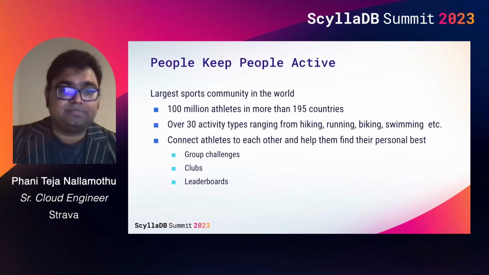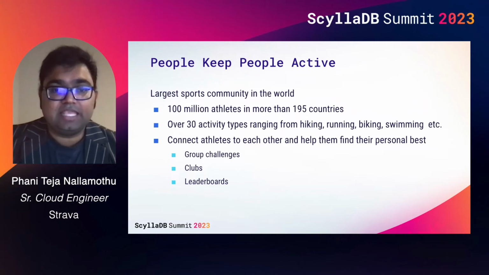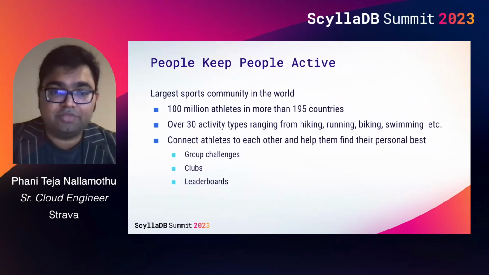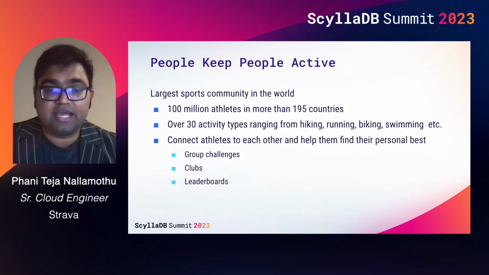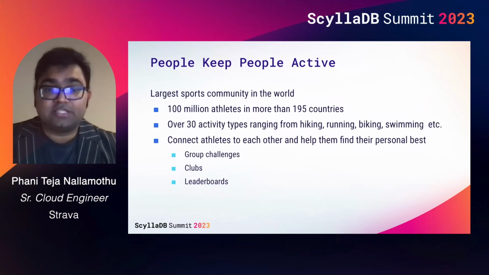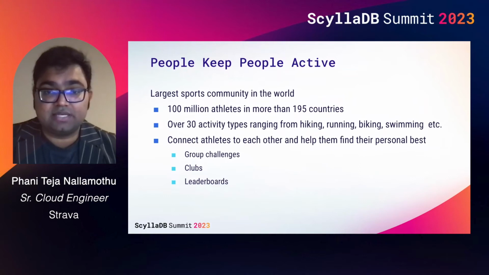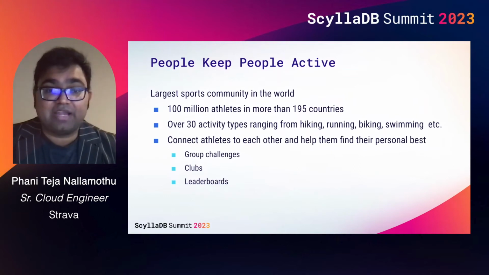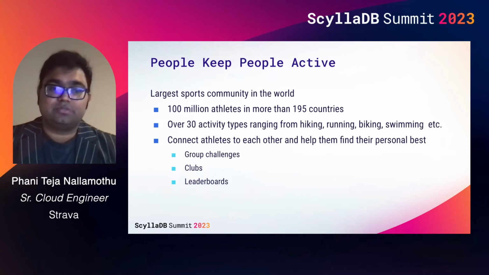Our mantra is pretty simple. We believe people keep people active. We are the largest sports community in the world with more than 100 million athletes in 195 countries. We track more than 30 different activity types on the Strava platform. This number is constantly growing. We connect athletes to each other and help them find their personal best through group challenges, clubs, and leaderboards.